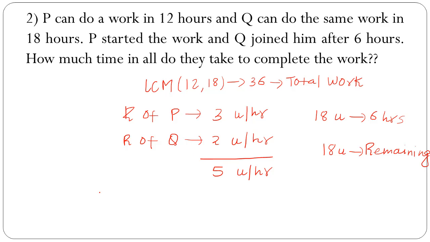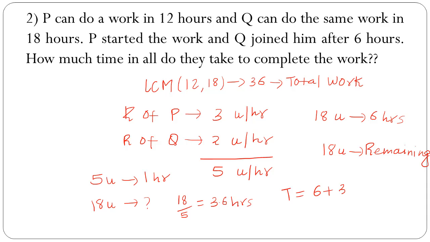So see, P and Q together can complete 5 units of work in 1 hour. So now the remaining 18 units can be completed in how much time? It's given by 18 by 5, which is equal to 3.6 hours. So P alone did the work for 6 hours, and after that the remaining work was completed by P and Q together in 3.6 hours. So the total time T is given by 6 plus 3.6, which is 9.6 hours.